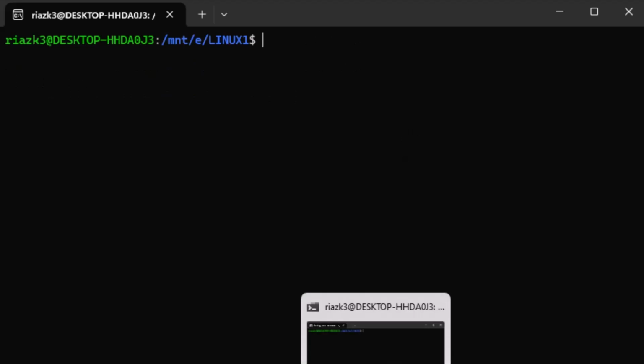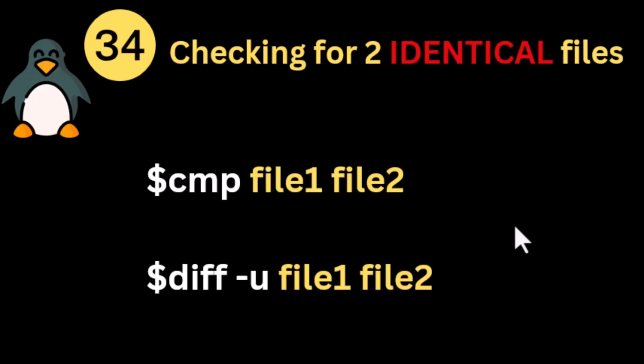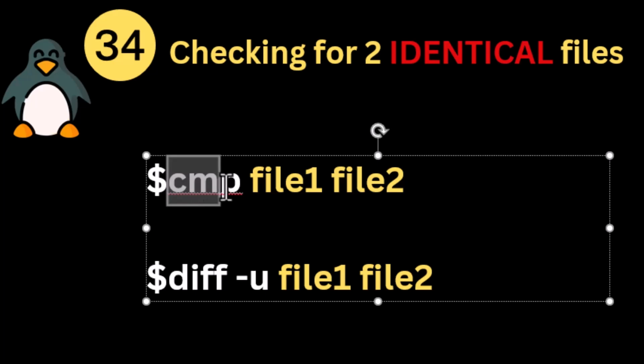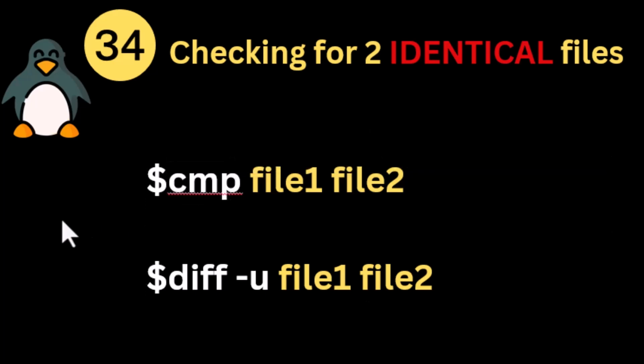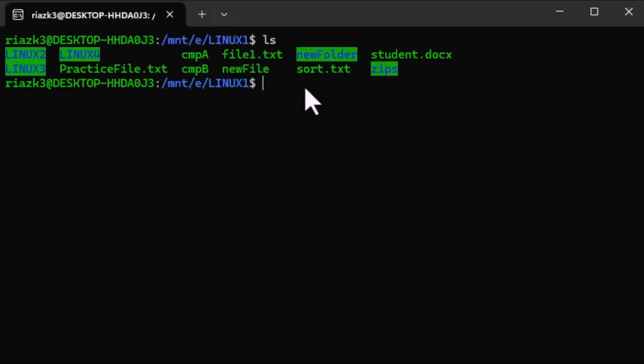So this covers our next command, the 33rd command. And after that, you have command 34, checking for two identical files. For that, you have cmp file 1 and file 2. We have two files, cmpa and cmpb. First, we will see the contents of these files.